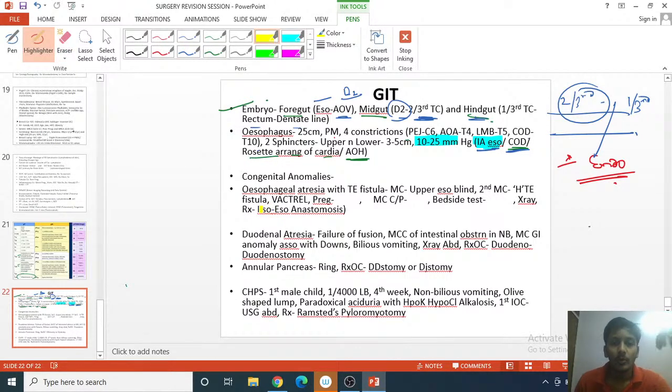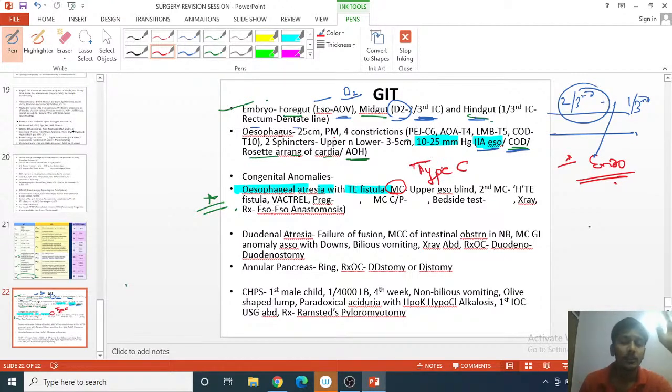Then moving on to the congenital anomalies of the esophagus. This is an important one which has come earlier, that is your esophageal atresia and tracheoesophageal fistula. Questions have come on this before. Remember there are totally 5 types, A to E. You need to remember the most common type. The most common type of esophageal atresia with tracheoesophageal fistula is type C. Remember please. Which type is it?